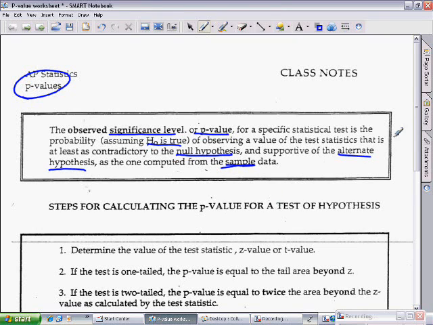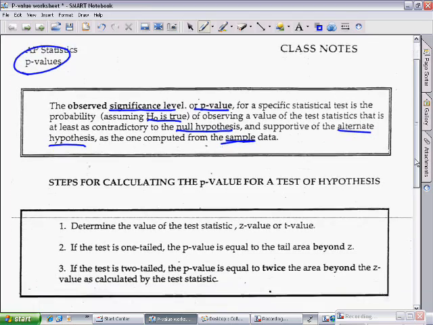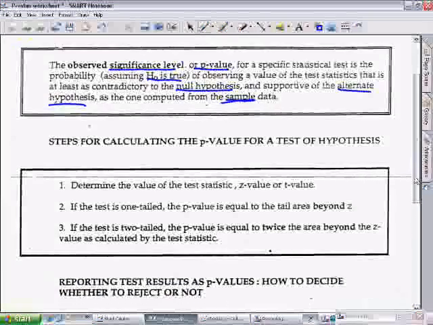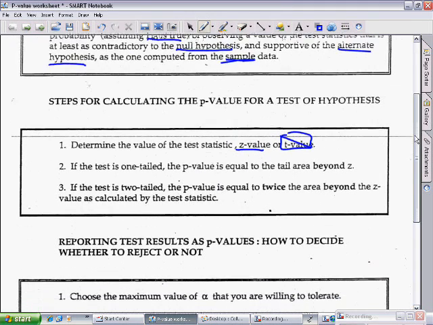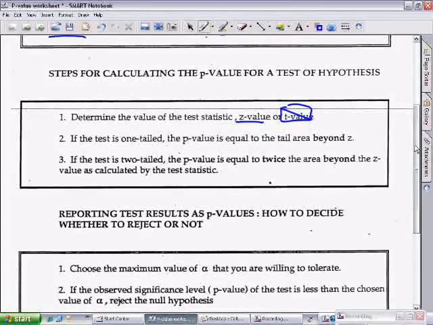That sounds a little confusing. I think when you see it in practice it won't be. Here are the steps for figuring out the p-value. First of all, figure out the test statistic, which right now is the z statistic. We haven't done t statistics yet. If the test is one-tailed, the p-value is equal to the tail beyond z. If it's two-tailed, the p-value is equal to twice the area beyond the z.